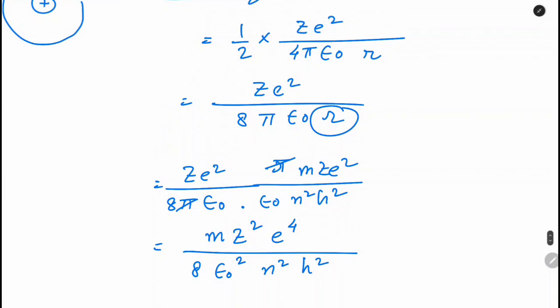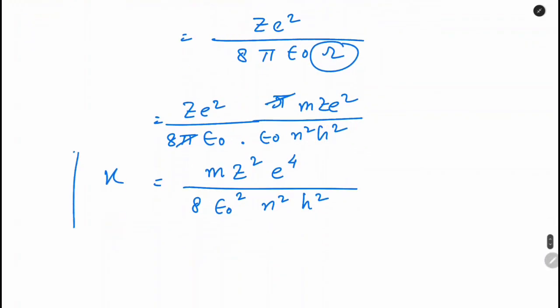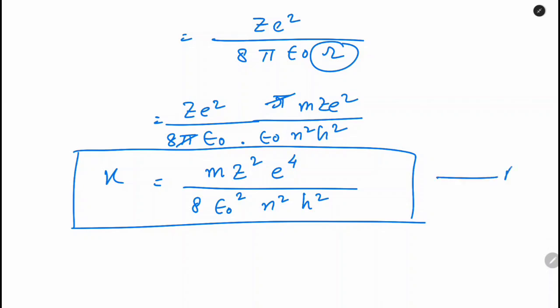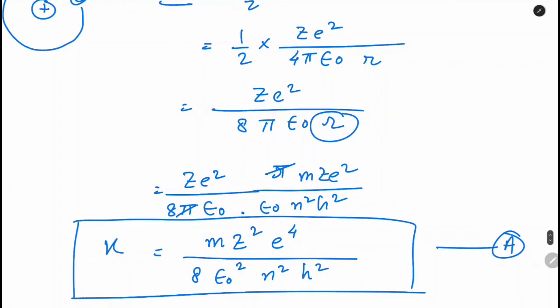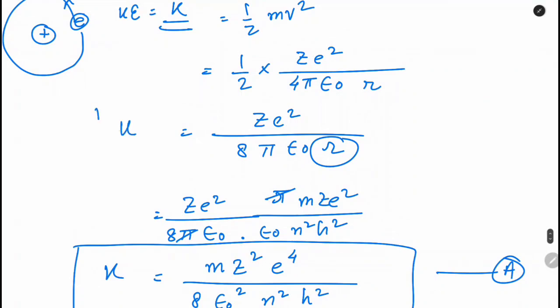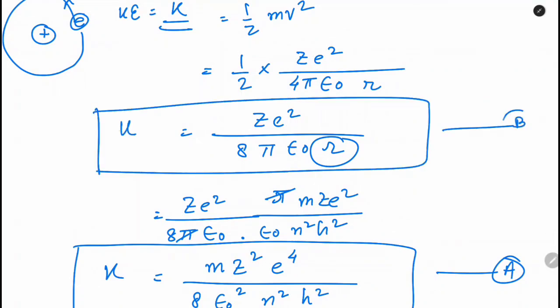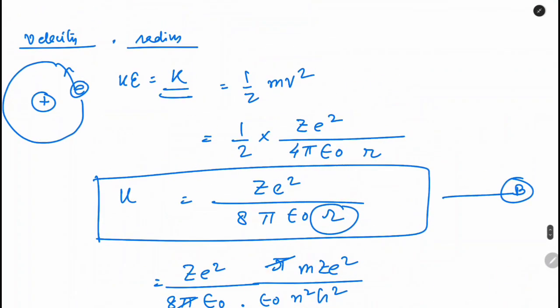So we have two values of K. This is one value where we have used the value of r, and this is another value. K is this. Okay, so this is the kinetic energy.